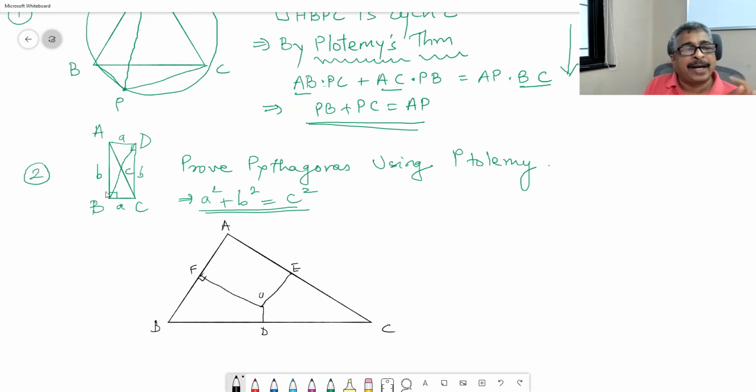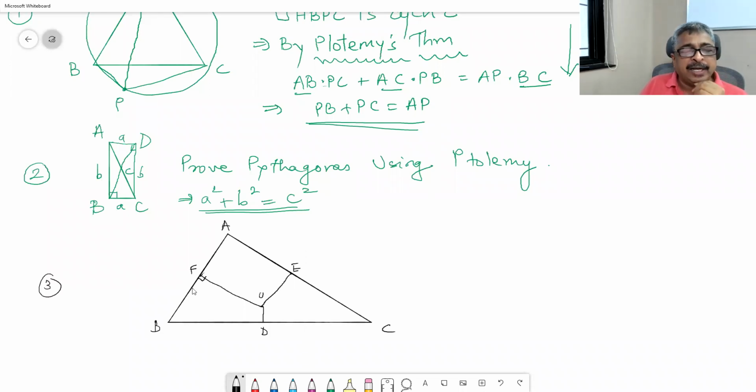Put two right angle triangles together to create a rectangle. A rectangle is a cyclic quadrilateral. Applying Ptolemy's theorem to the rectangle, we get Pythagoras theorem. That is the proof for Pythagoras theorem. Now, next application, application number 3.